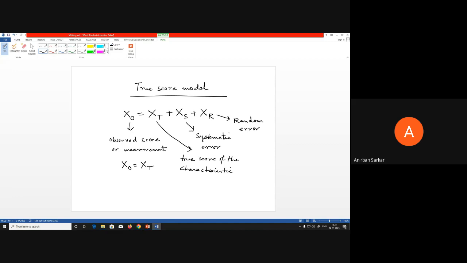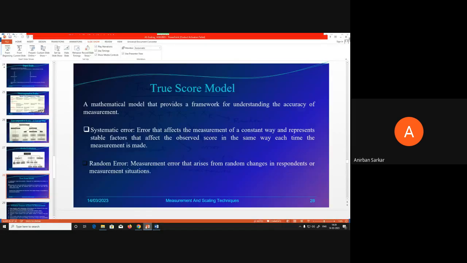Now, tell me, which is more harmful, systematic error or random error? Systematic error, sir. No, it is just the opposite. Random error is more harmful, I am telling you. Just try to understand what a systematic error is and what a random error is. I am going to my PPT again.